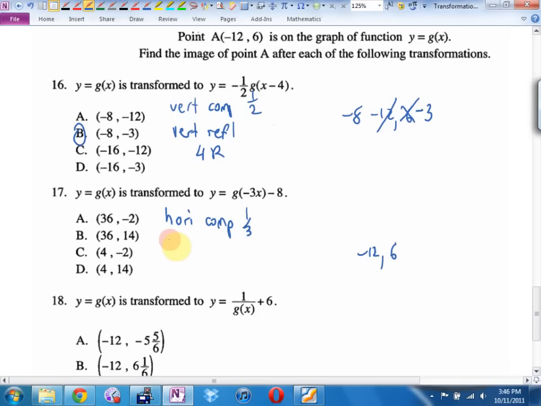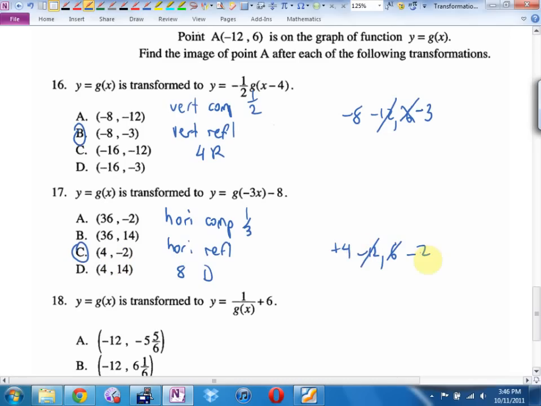So horizontal compression by a third, that makes it negative 4. Horizontal reflection, that makes it positive 4. 8 down, that makes it negative 2. There it is. It's very systematic, Maria, if you do it: list, point, move out. 18 would be an A-minus level question.